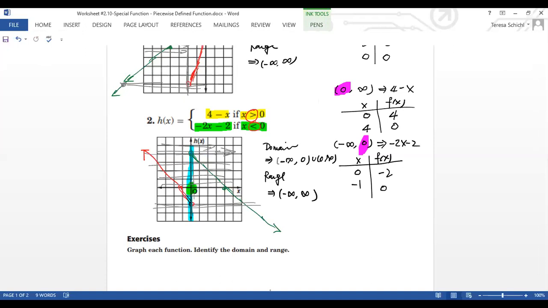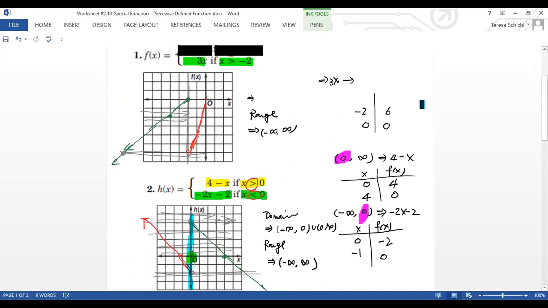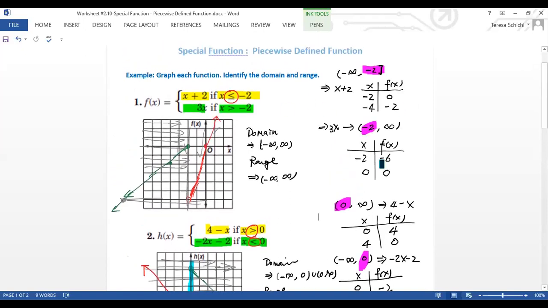It's pretty simple. You just have several different domains, and under each domain, the function is a different function. So to graph it, the key point is that you graph under each domain, and then you always graph the breaking point. So where is the break? Like in the second example, it breaks at 0. The first example breaks at 2. So you always break it.